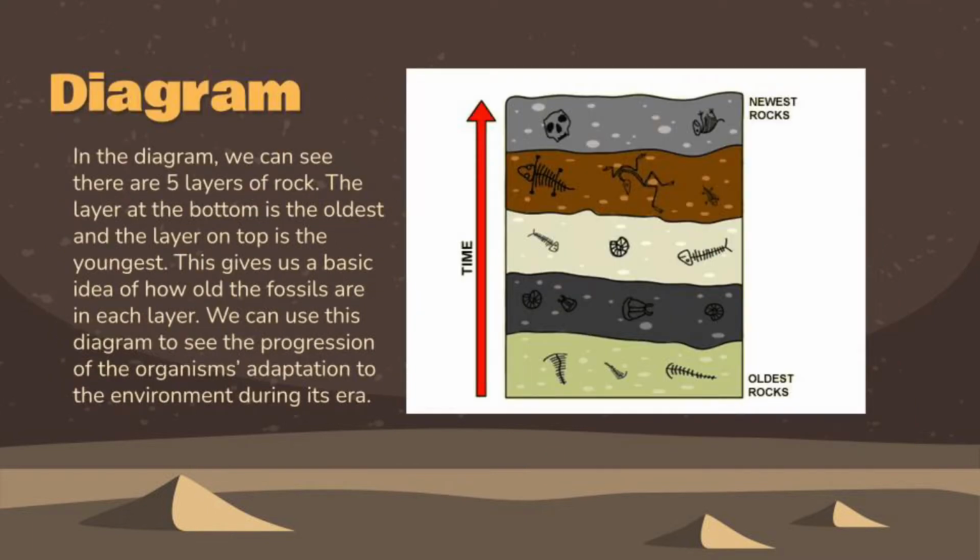In this diagram, we can see there are 5 layers of rock. The layer at the bottom is the oldest, and the layer on top is the youngest. This gives us a basic idea of how old fossils are in each layer. We can use this diagram to see the progression of the organism's adaptation to its environment during its era.